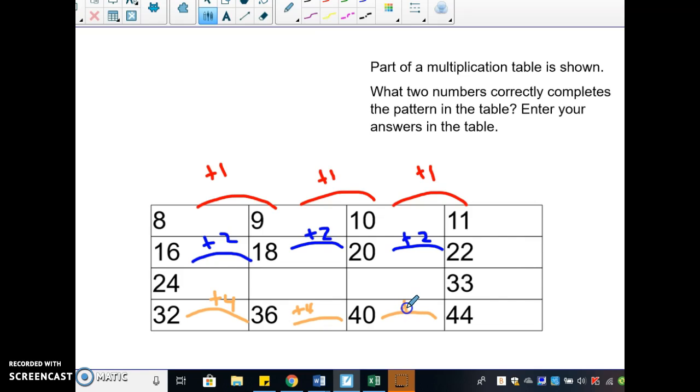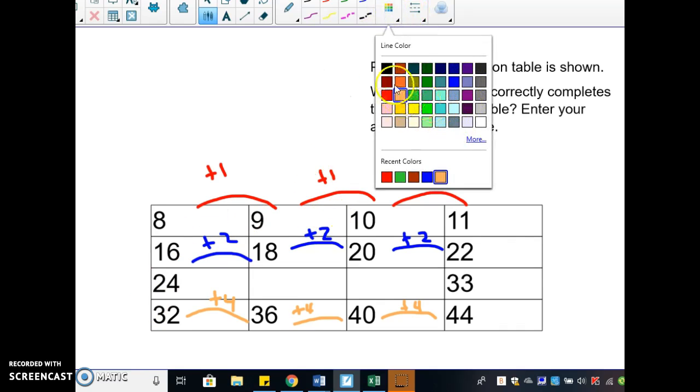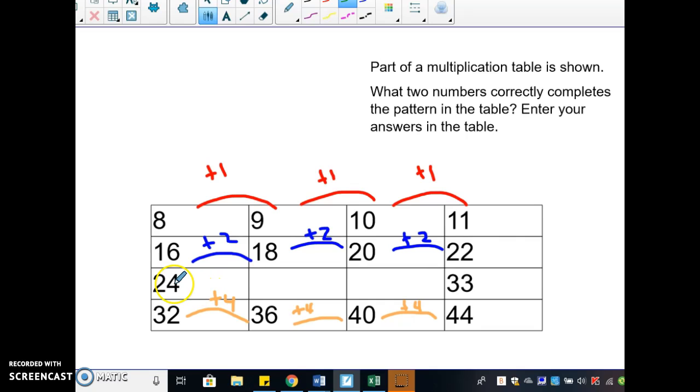Okay, so then that must mean that this third row is going by threes. So let's pick this grayish color. And so 24 plus 3 would give me 27, and 27 plus 3 would give me 30. So then my missing numbers were 27 and 30 because it was counting by threes.